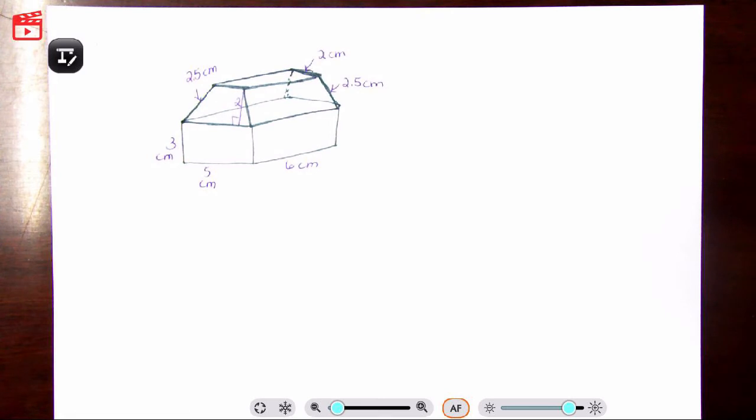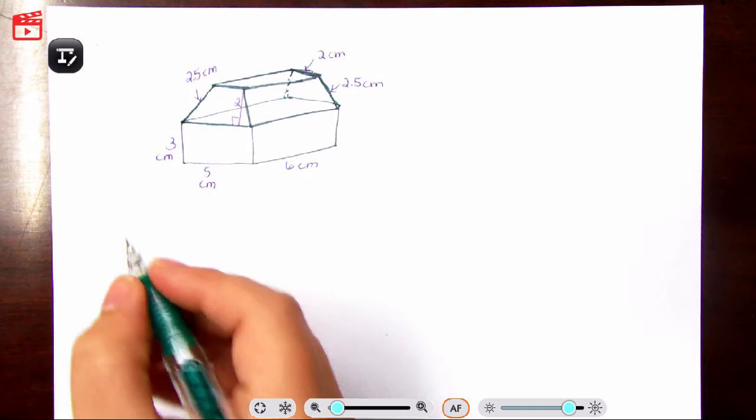Let's start with step number 1. I'm actually going to divide this sheet of paper in half because I'm going to be dealing with surface area and volume on each example. We're going to be working with both. So I'm going to split this up. Let's start with volume.